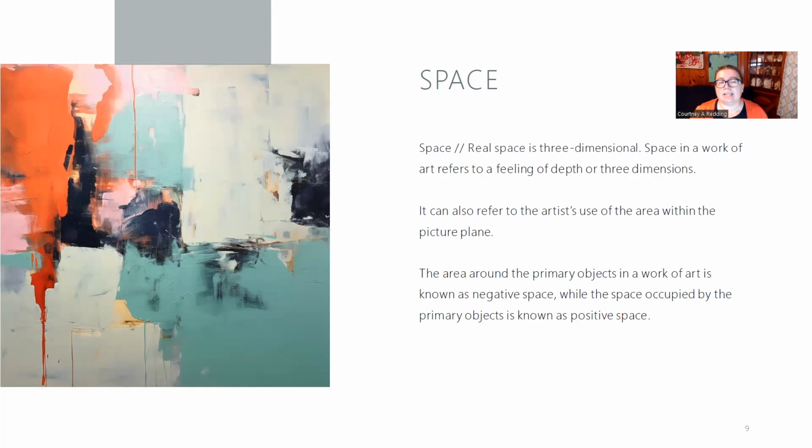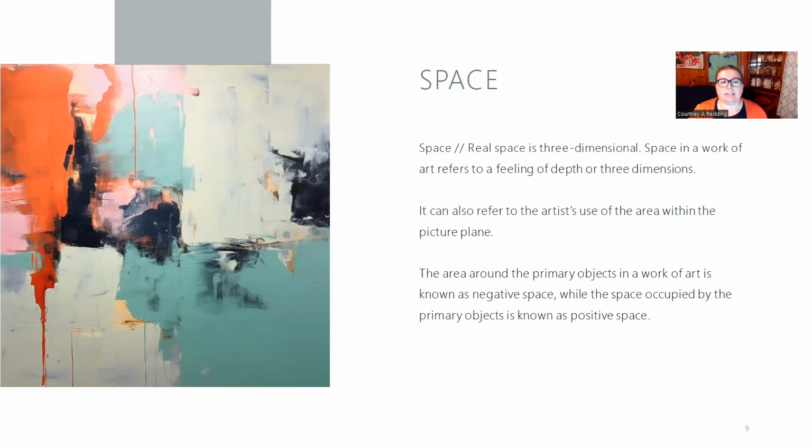Space. Real space is three-dimensional. So space in art refers to that feeling of depth in three dimensions. Like I said, a three-dimensional object, we draw it on a two-dimensional piece to make it look three-dimensional. Space can also be the actual space. So I am painting on a 20 by 20 canvas, or I am doing an 18 by 24 inch drawing on watercolor paper. So it's the actual physical space that you're working on.